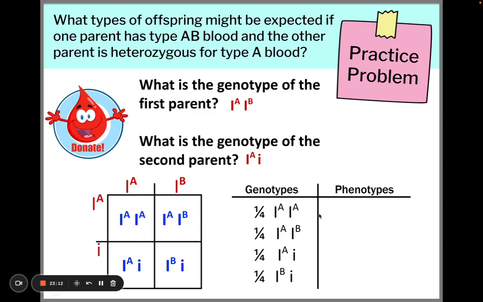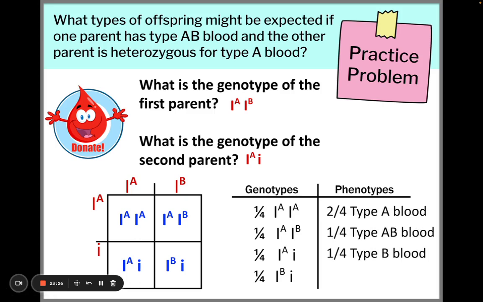Now for phenotypes, that's not how it goes. We have 2 type A blood, okay? Because even though this one's a different genotype, it still codes for type A, even though it's a heterozygote. And then we have 1 type AB and 1 type B. So notice here your genotypic ratio and your phenotypic ratio would be different. So it would be 2 to 1 to 1, okay, would be your phenotypic ratio, whereas your genotypic ratio would be 1 to 1 to 1 to 1. Yep, that's 4. Okay, good.